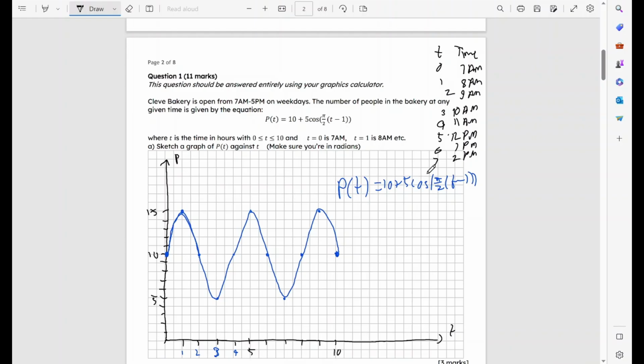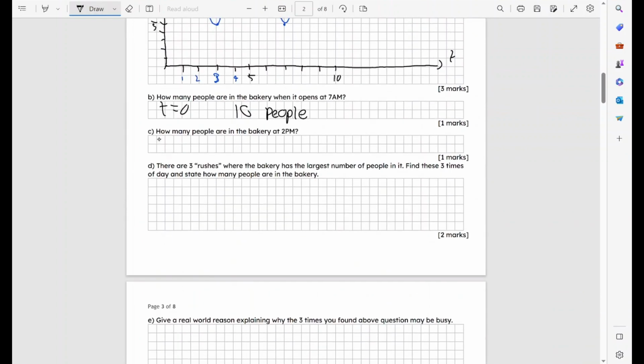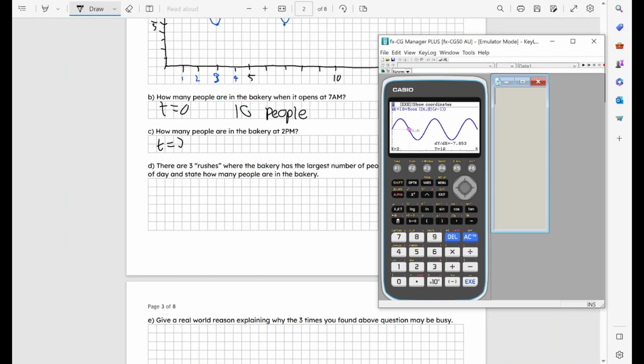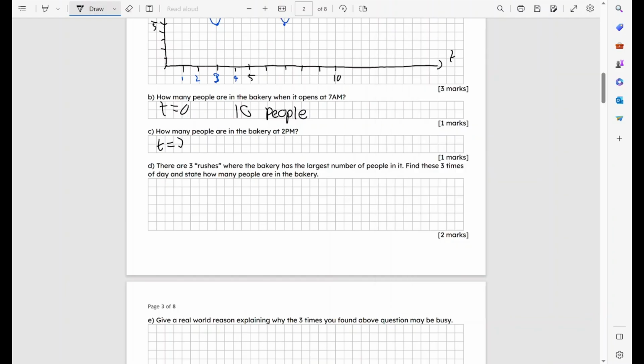And it keeps going up until t equals 10, which is 5 p.m., and that's also when it said the bakery closes. So t equals 7 is what we want here, and all we need to do is go shift trace 7, and then that's going to tell us there are 5 people.